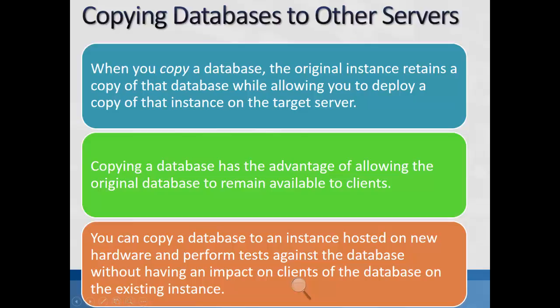So when you copy a database, the original instance retains a copy of that database while allowing you to deploy a copy of that database on the target server. Copying a database has the advantage of allowing the original database to remain available to clients. So of course, in detach, you're effectively disconnecting the database. In copying, the database is actually still available while you're putting an extra copy of it on another server. So you can copy a database to an instance hosted on new hardware. That's the main thing.